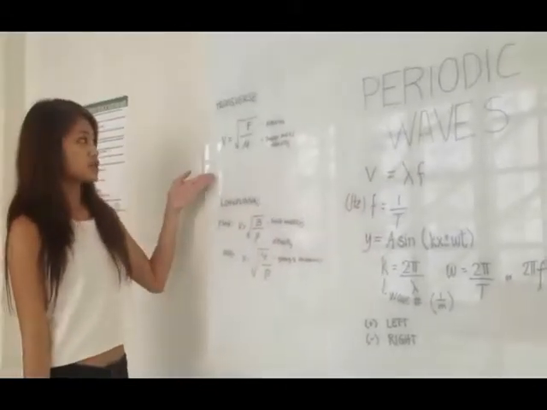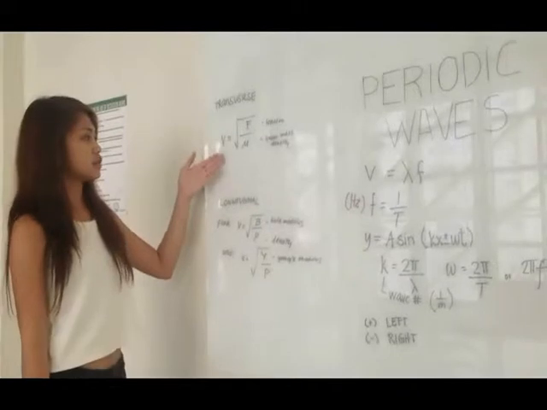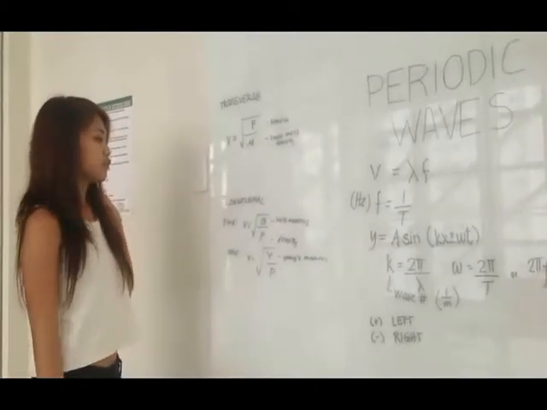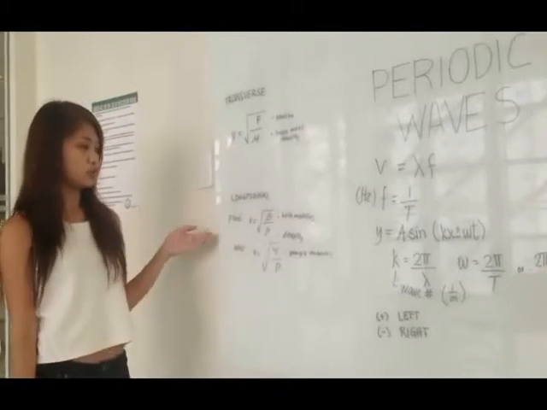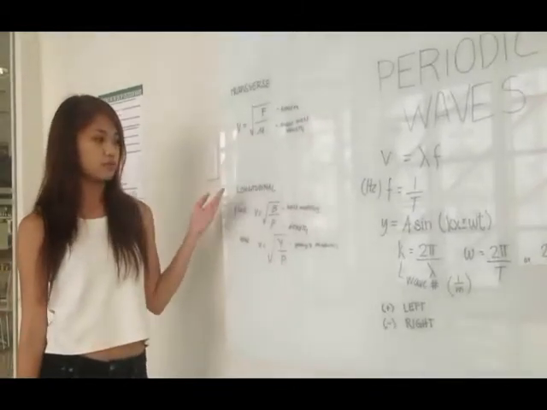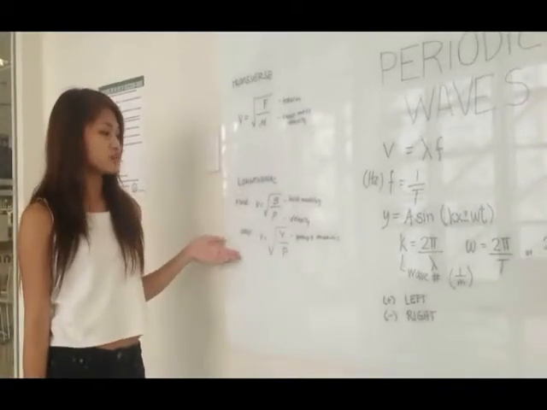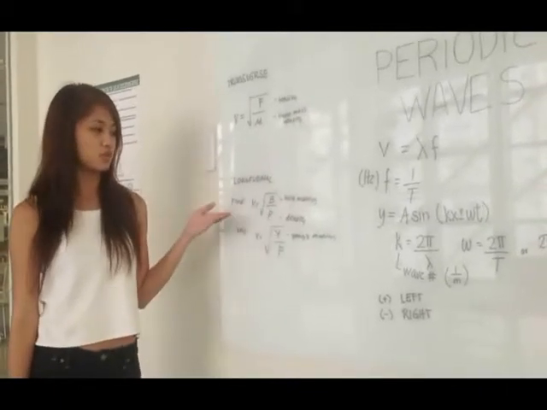For a transverse wave, the equation is V equals the square root of tension over linear mass density. For a longitudinal wave in fluids, V is equal to the square root of bulk modulus over density. And for a solid, V is equal to the square root of Young's modulus over the density.